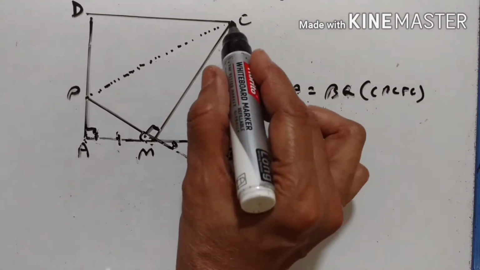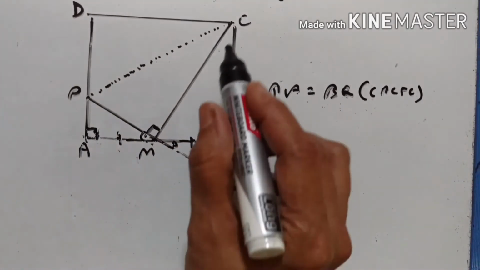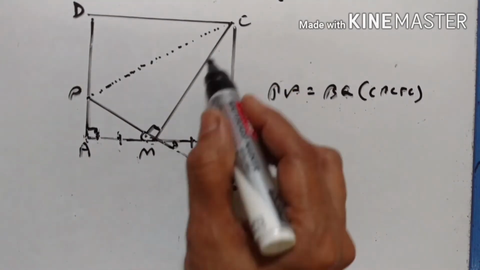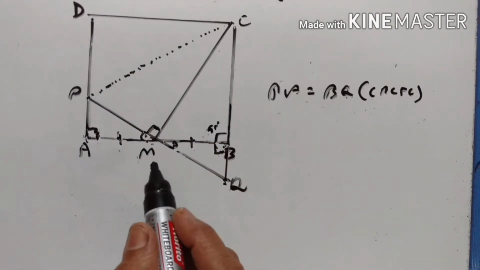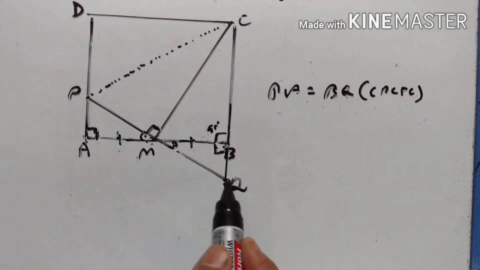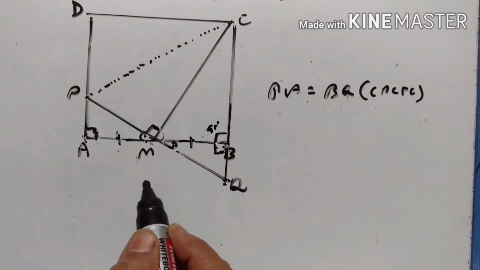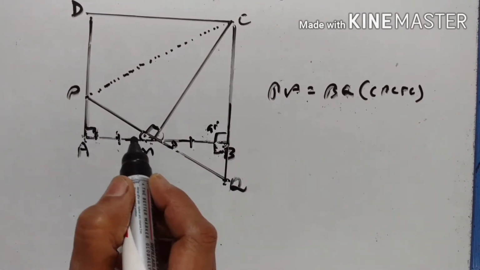Now we have to prove that CP is equal to AB plus AP. Now in triangle CPM and triangle CQM, CM is equal to CM because it is a side common to both the triangles. Angle CMP is equal to angle CMQ, both 90 degrees because CM is perpendicular to PQ.